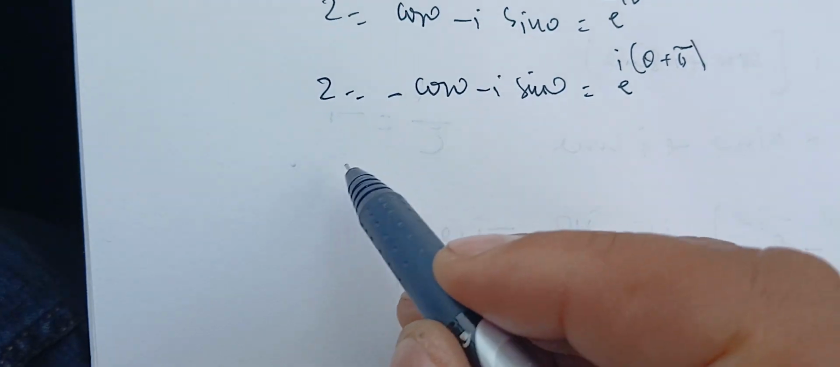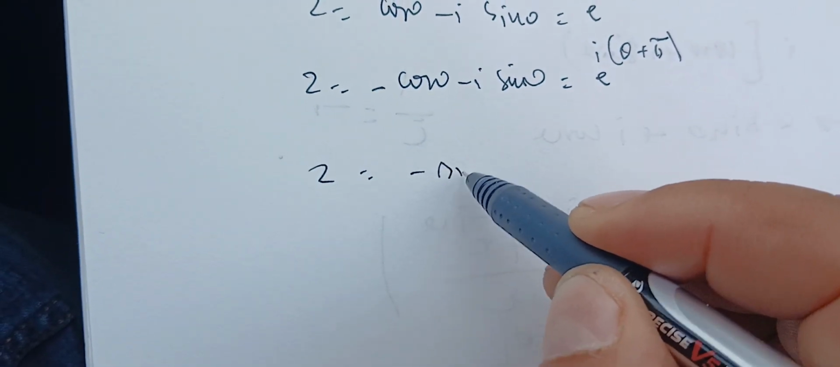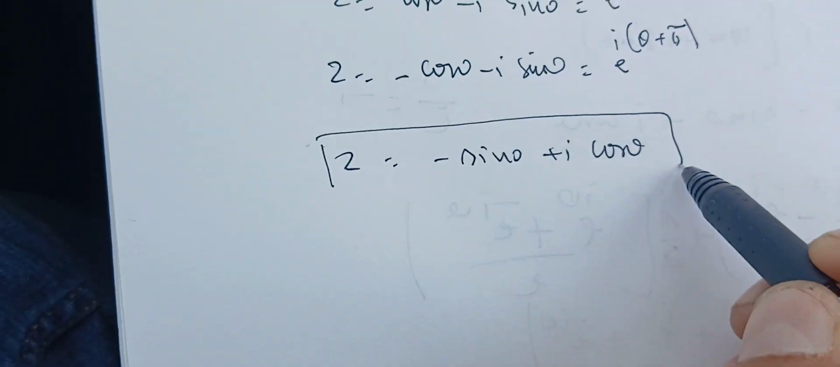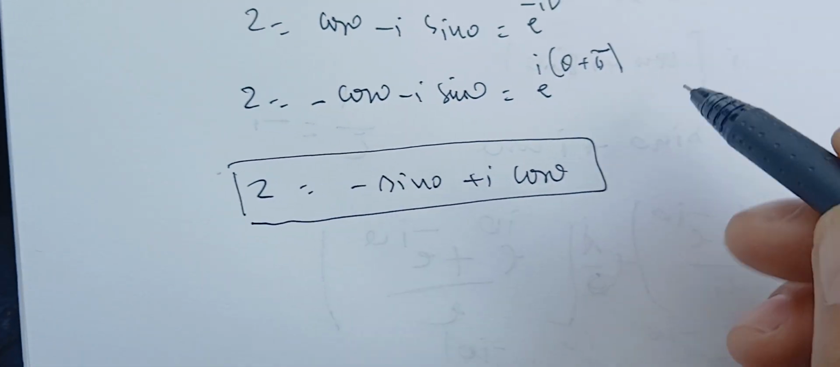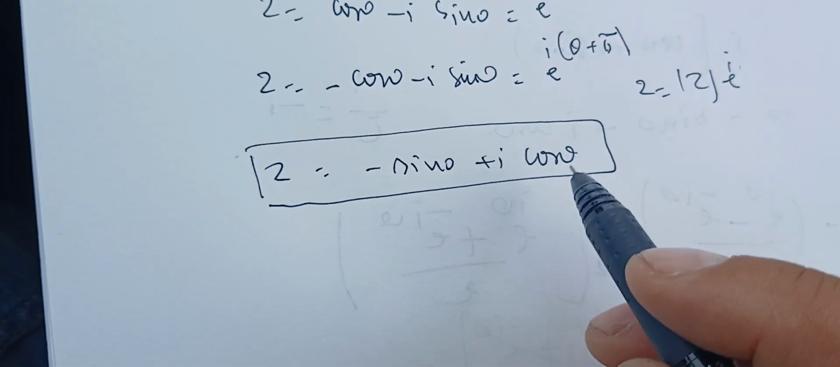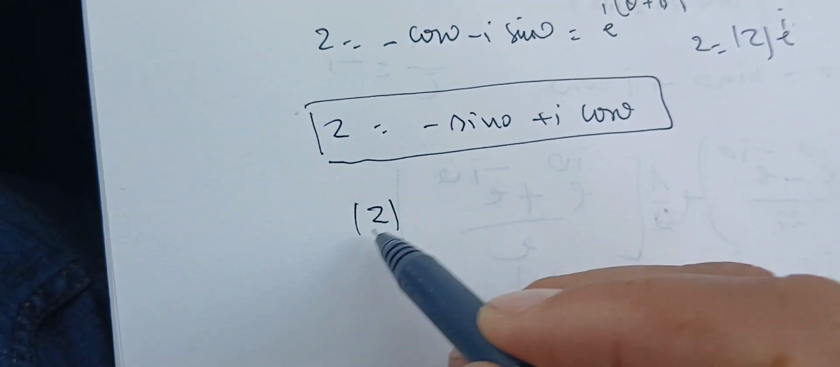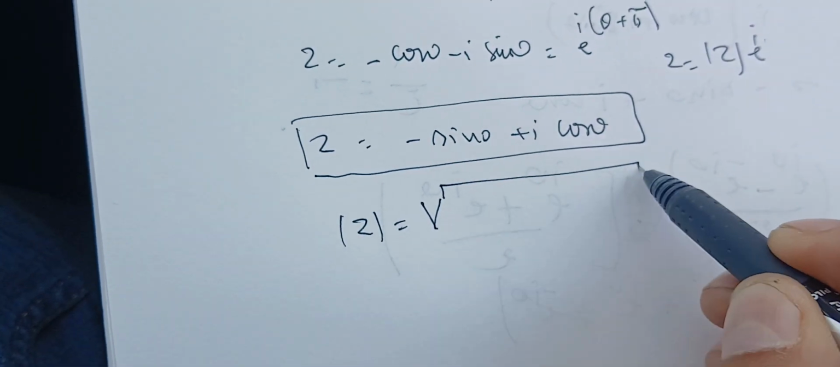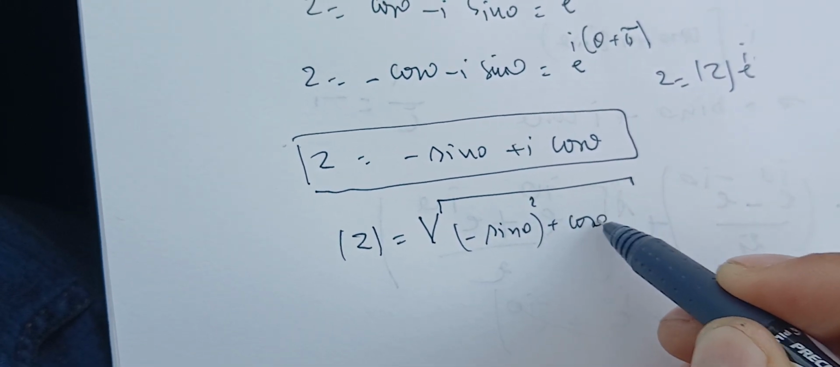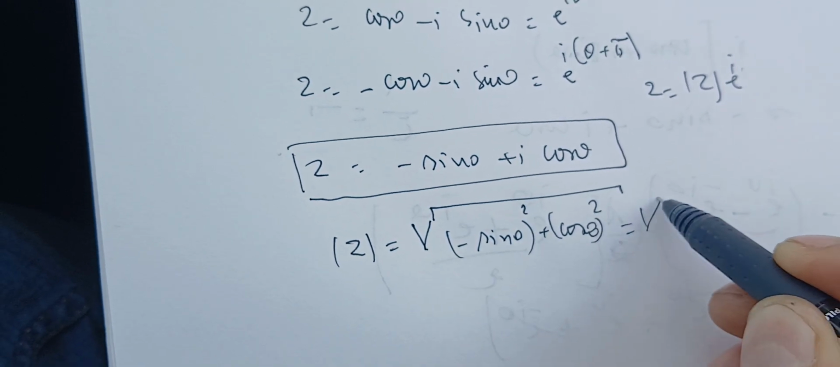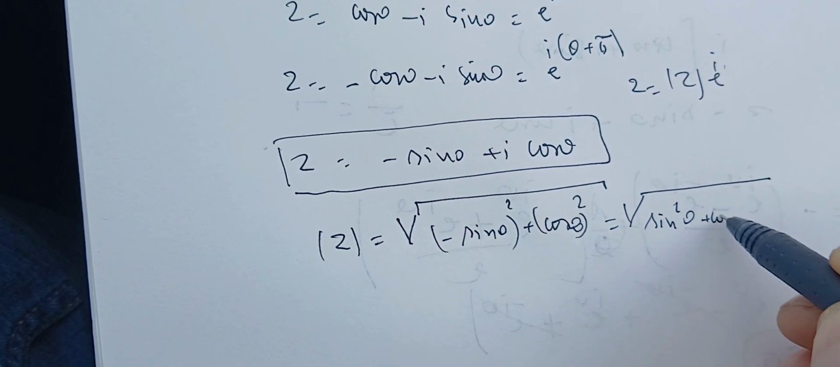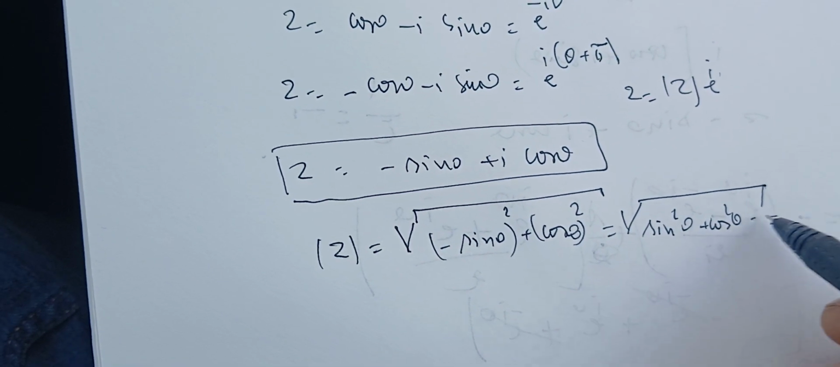Okay, now let's have this number, minus sine theta plus i cosine theta, and let's find its exponential form. That means we need to write z as the norm of z times e to some angle alpha that we have to determine. So first, what's the norm of z? The norm of z is just the real part squared plus the imaginary part squared, and this gives sine squared of theta plus cosine squared of theta, and we know this is 1. The square root of 1 is 1.